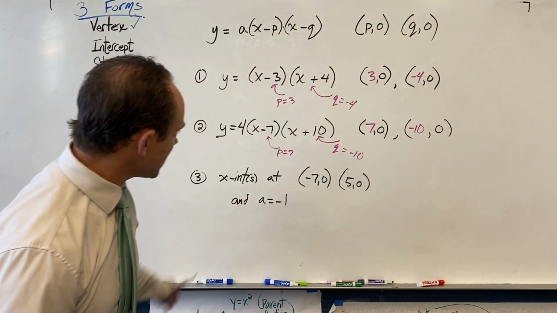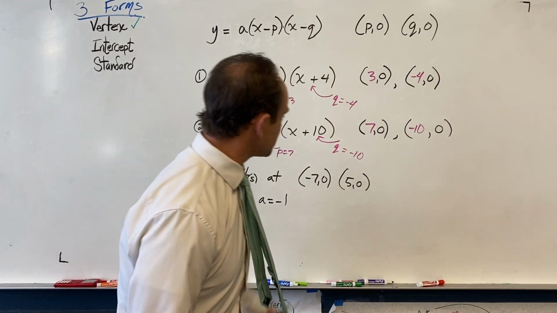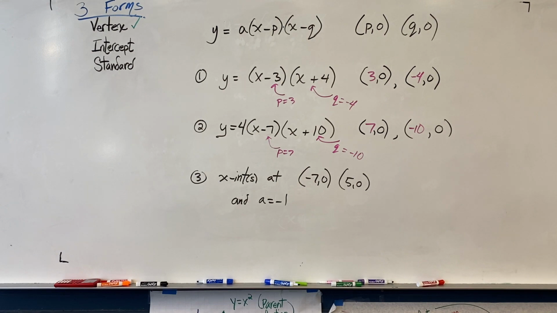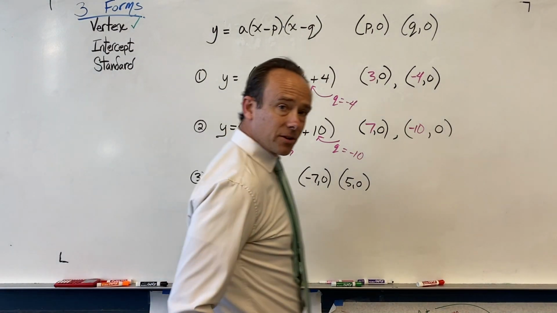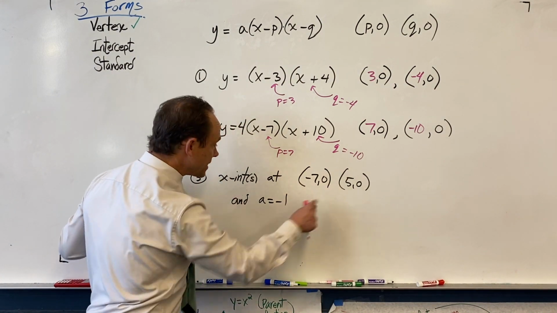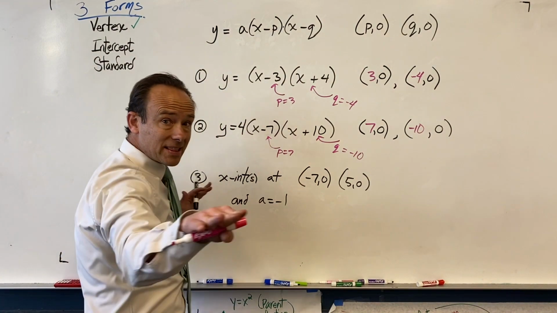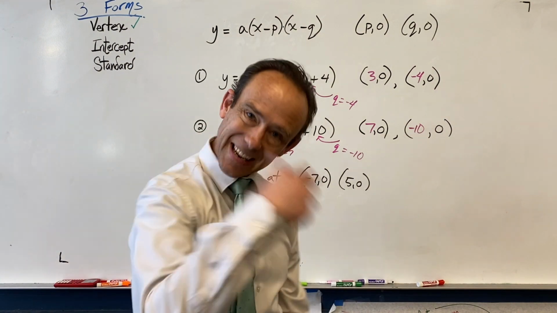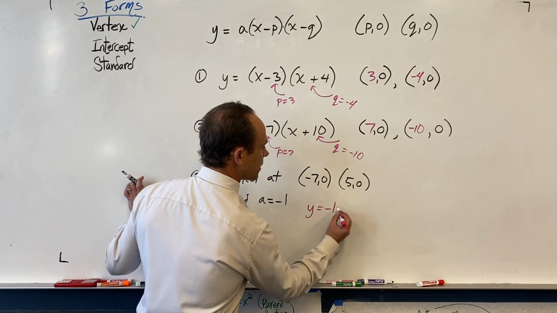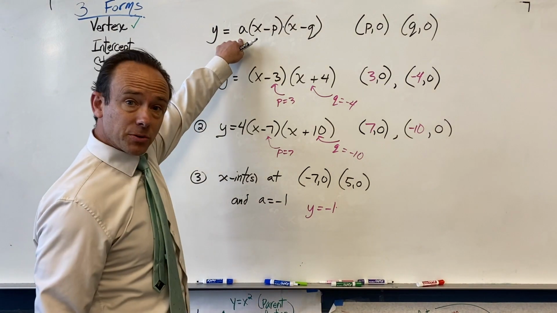All right, number 3, x-intercepts. We got them at (-7, 0) and at (5, 0). I'm going to check my battery. We still good. All right, let's go. I've got where my x-intercepts need to be, and I want a to be -1. I want to write that equation. Well, let's get after it. So I'm going to go y is equal to -1. Just write the a value right where it's supposed to be.